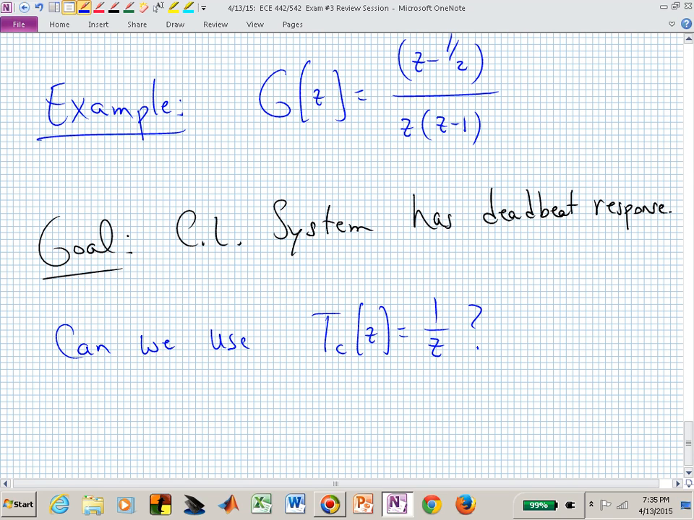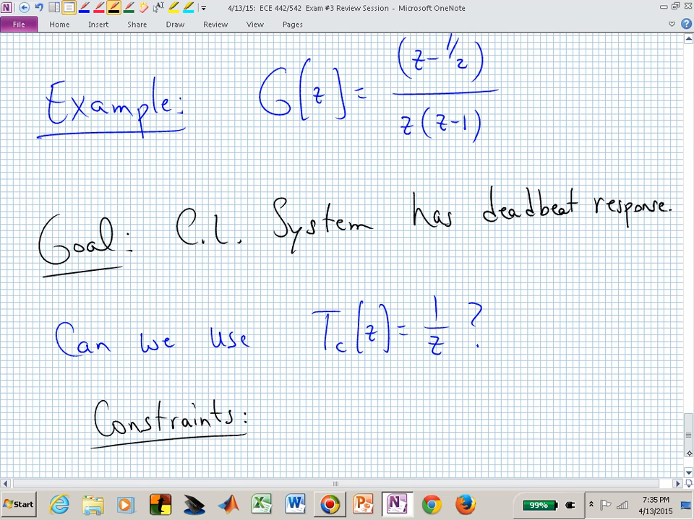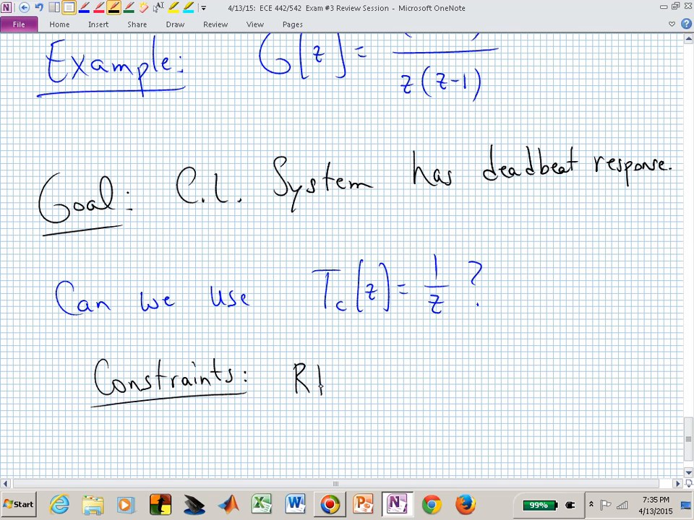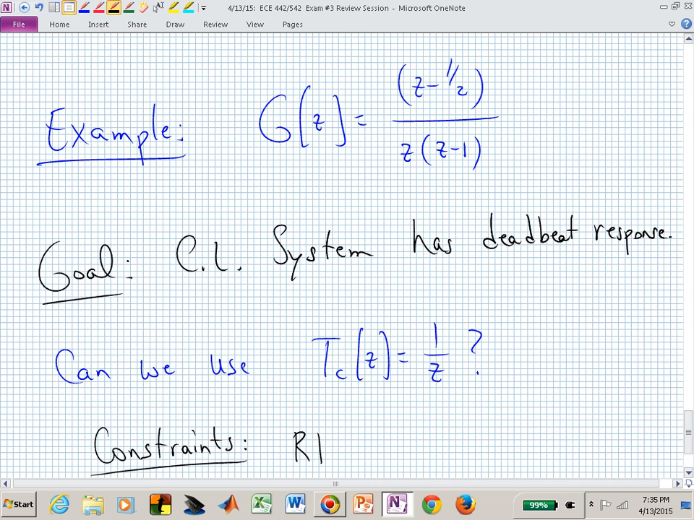Does that meet the restrictions? So what are our constraints or restrictions? And now we would just say, okay, let's see if our constraints or restrictions are okay. What about restriction 1, our causality? Is the pole zero excess okay in T sub C versus G? What's the pole zero excess in G? 1. What's the pole zero excess in T sub C? 1. Cha-ching.